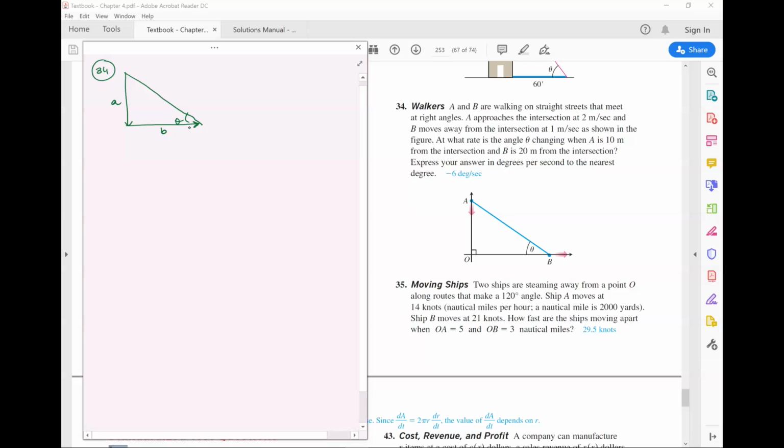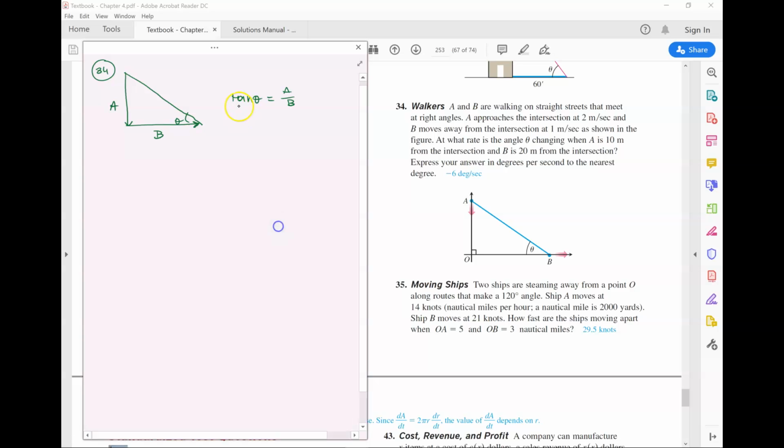So now I need to come up with an equation that has A, B, and theta. Let's be consistent with the capitals here, A and B. I think I got the equation as tangent theta equals A over B. Okay, so tangent of theta is equal to A over B. Now I have to take a derivative of both sides of this with respect to t.